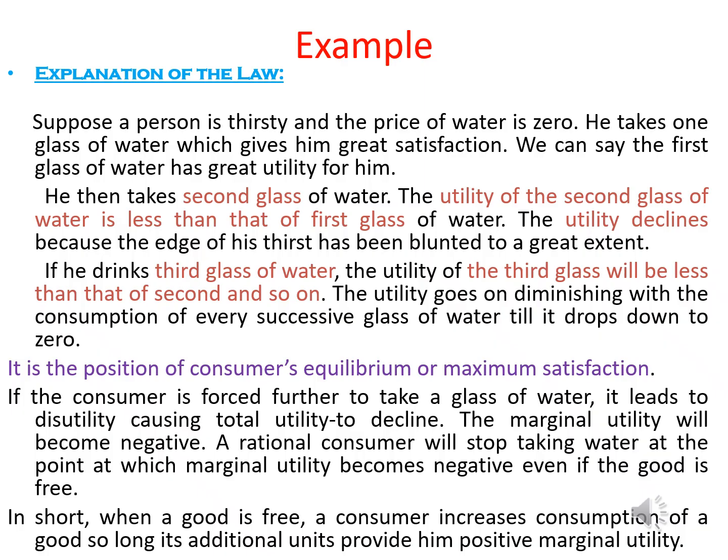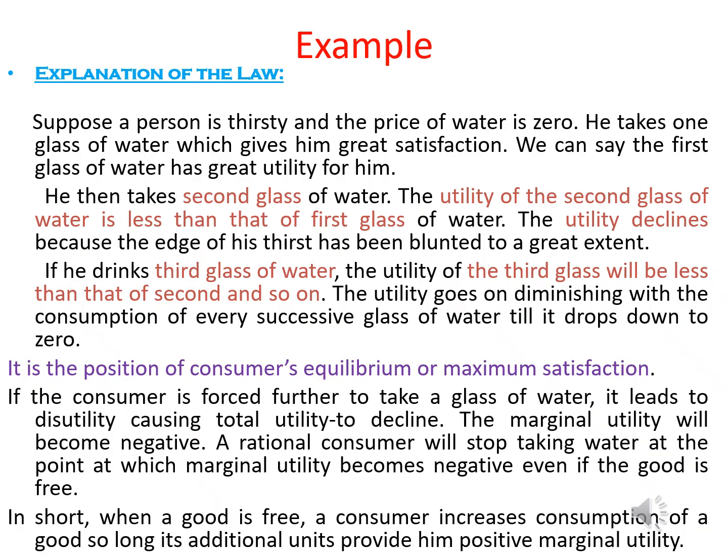The table contains 3 columns. The first column shows the number of glasses of water consumed. The second column shows total utility, which represents the total satisfaction obtained after consuming each glass. The third column shows marginal utility, which represents the additional satisfaction obtained from each successive glass. Let us analyze the table step by step.